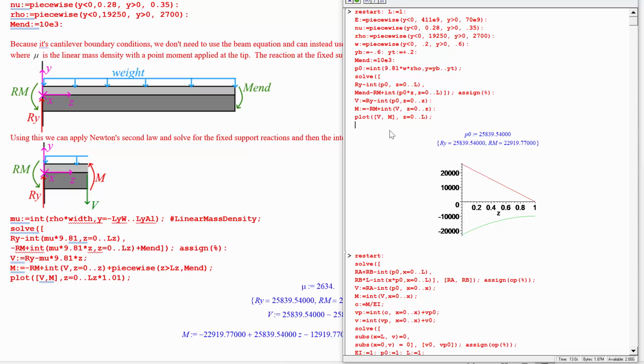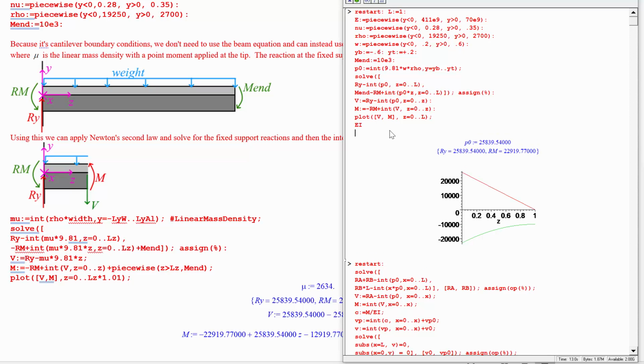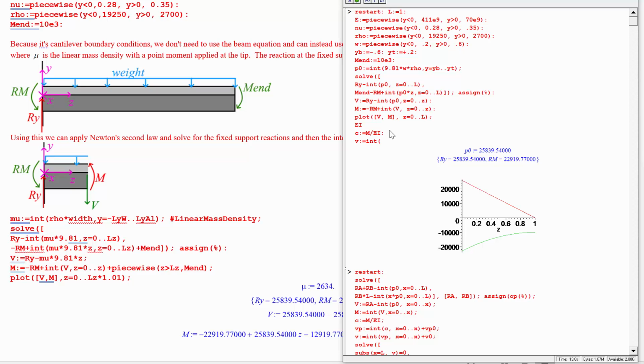Next thing that we need is the flexural rigidity, and we need that because we want to later say that the curvature is this moment over EI, and then say that the displacement is equal to the integral of the curvature from Z equals 0 to Z, and then the integral of that from Z is 0 to Z. So that's going to be the displacement. And then finally, once we've got that, we want to look at it to make sure that it is actually 0 and has 0 slope at the end, which is right for this fixed support.